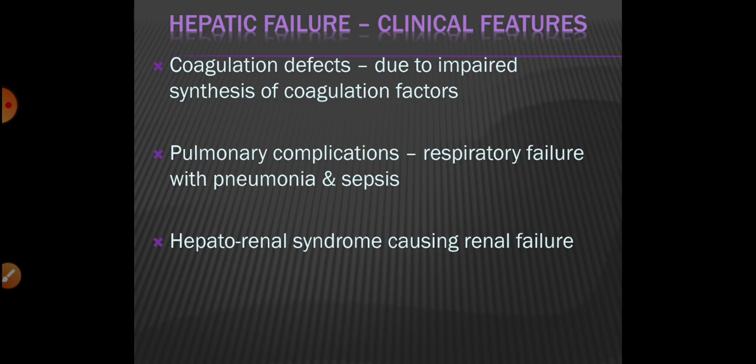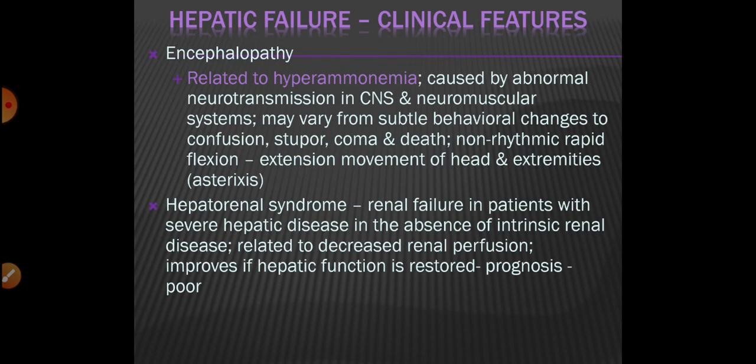They also have hepatic encephalopathy due to hyperammonemia, due to disruption of the metabolic activity of the liver. The liver is the organ which removes ammonia from the body, and when there is disruption of liver function, the ammonia accumulates in the body and causes CNS changes in the form of confusion, stupor, coma, and sometimes death.